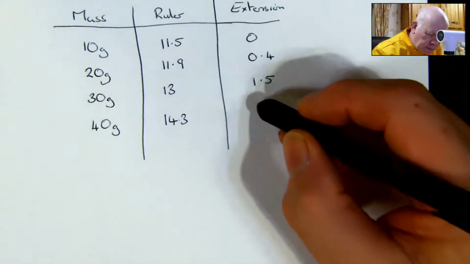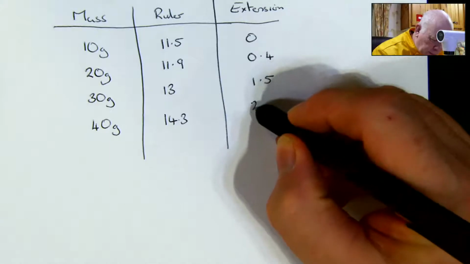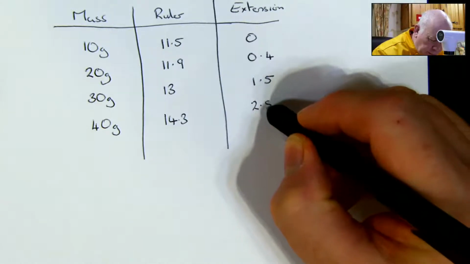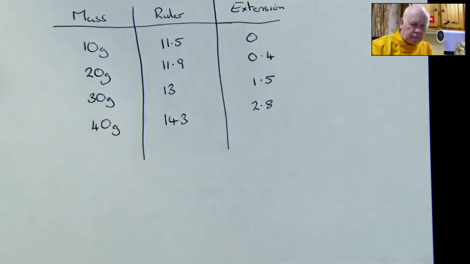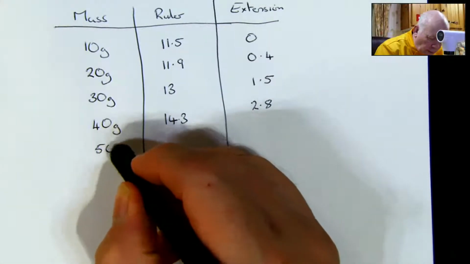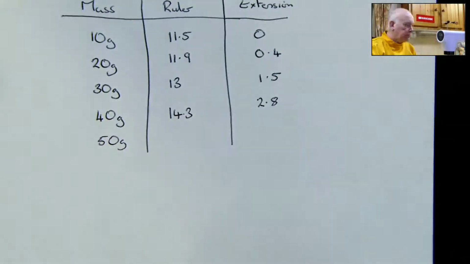And so if we now work out what we've got an extra here, 1.3 centimeters. So that's going to give me 2.8. We'll look at 50 grams.